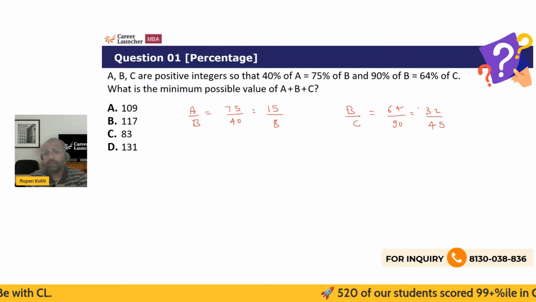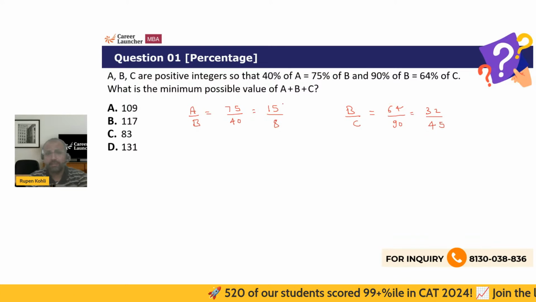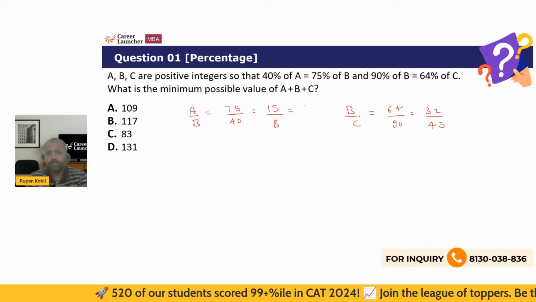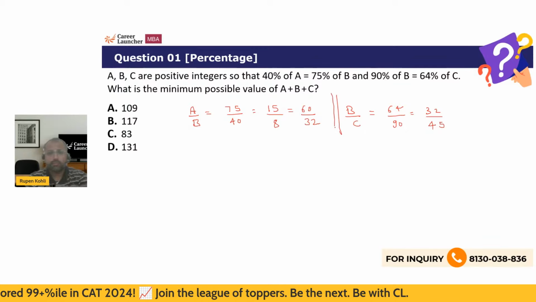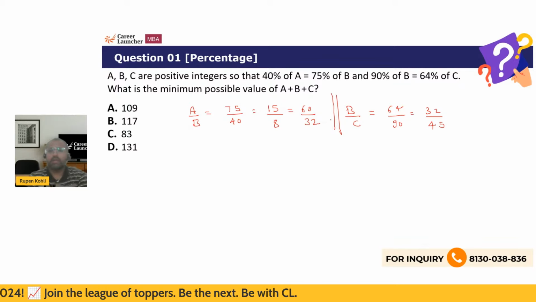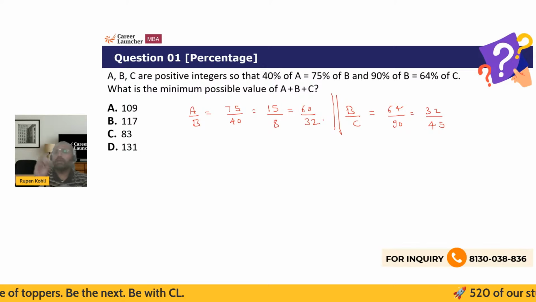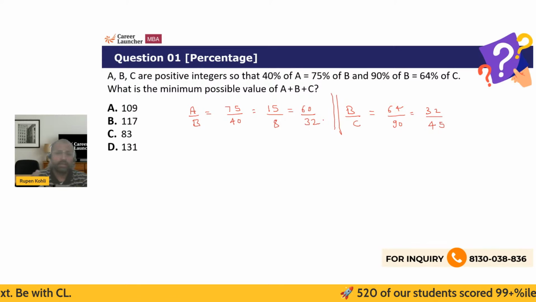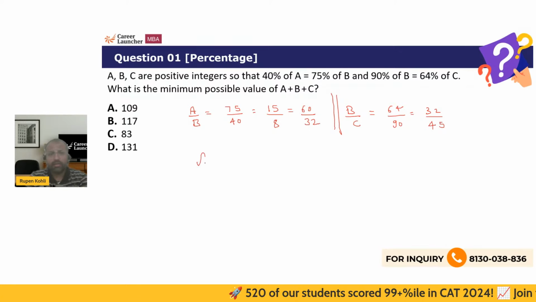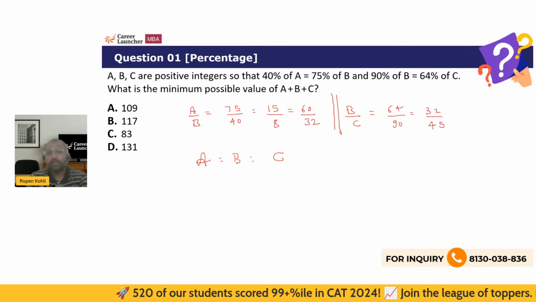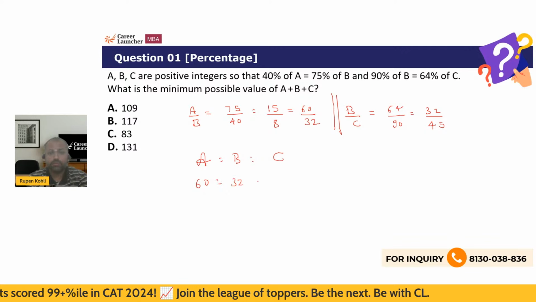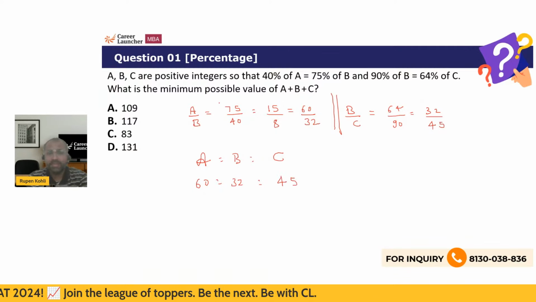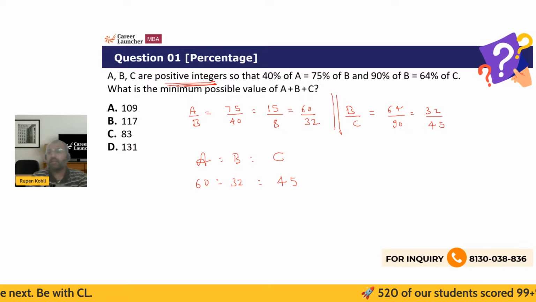B is 32 here, B should also be 32 here. It is 8, multiply with 4. So this is the same as 15 into 4, 8 into 4. So now we have connected these two ratios. Basic question, right? Percentage statements give you ratios. You get ratios, you merge them, and you get the overall combined ratio. And there is your answer: A is to B is to C. The simplest ratio of A is to B is to C is coming as 60 is to 32 is to 45. So with A, B, C being positive integers, these values must be respectively multiples of 60, 32, and 45.